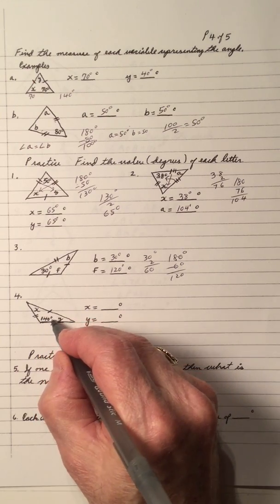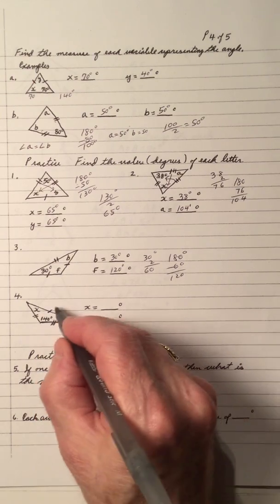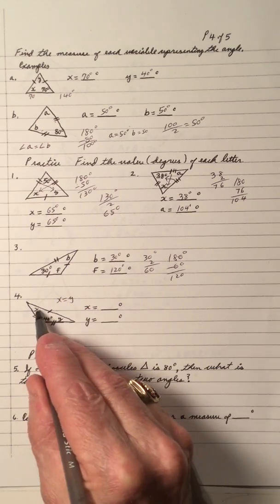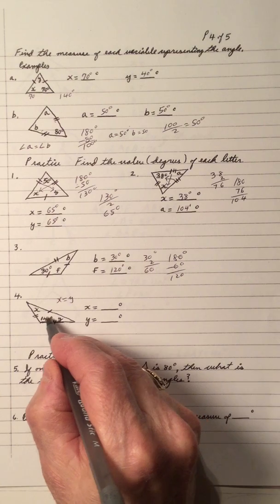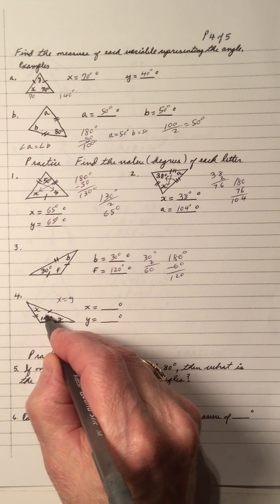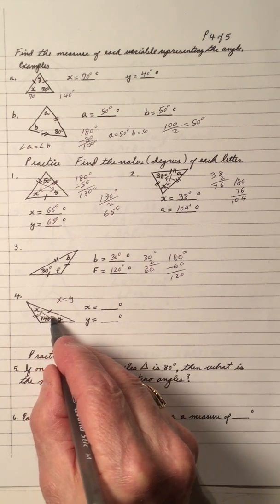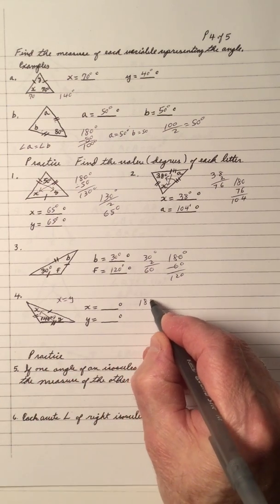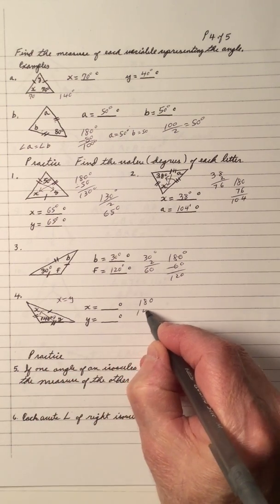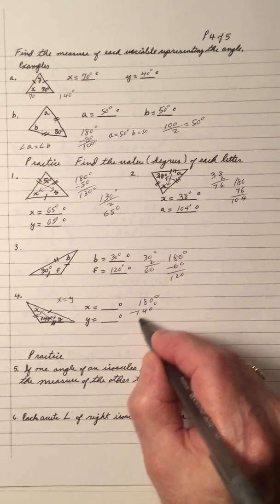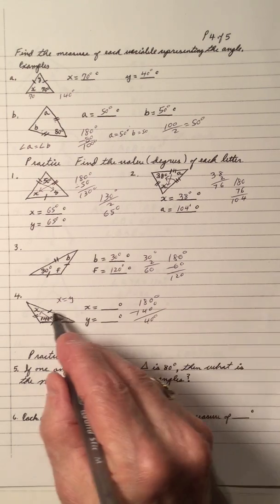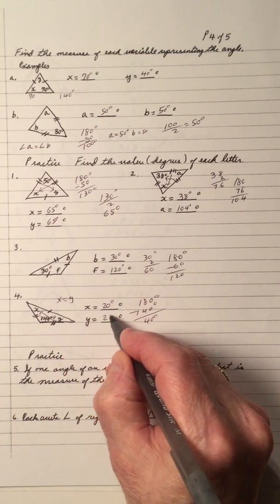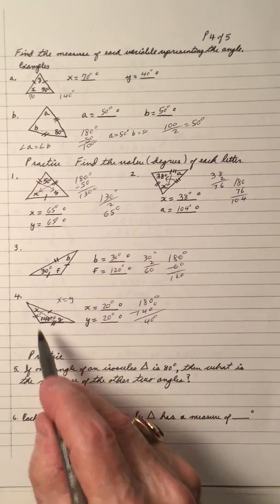Number 4, we have two sides equal. That means X is equal to Y. These two sides are equal, so these two angles are equal, because X and Y are opposite those two equal sides. If that's 140, 180 subtract 140 gives you 40 degrees. And if both of these add up to 40, that means they're 20 and 20. You divide by 2.